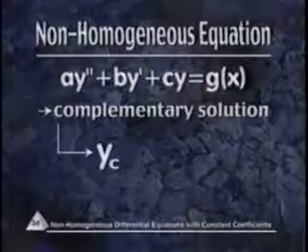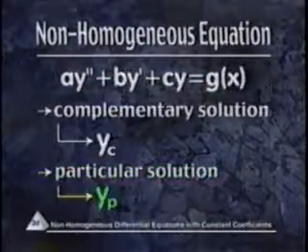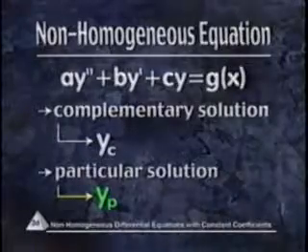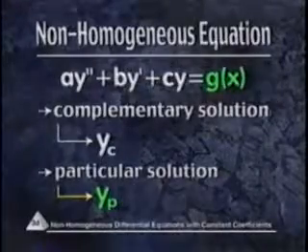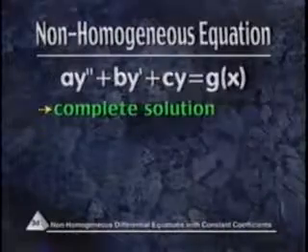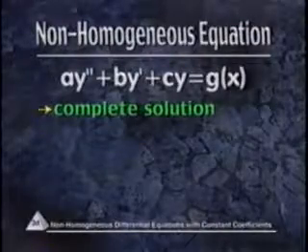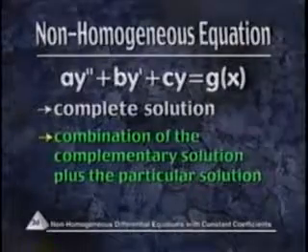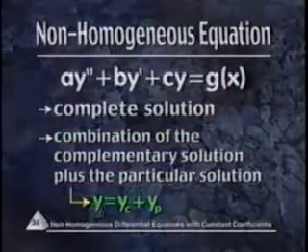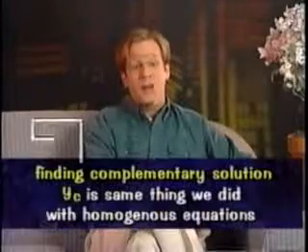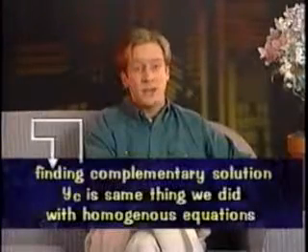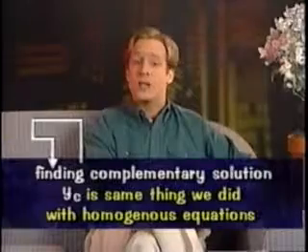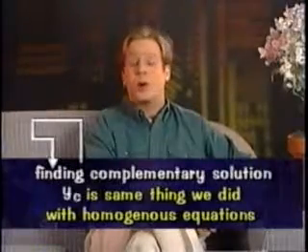The other piece is called the particular solution, y sub p, which makes up for the missing in action function g of x. Therefore, the complete solution of a non-homogeneous differential equation is the combination of the complementary solution plus the particular solution. y equals y sub c plus y sub p. This all may sound confusing right now, but in practice it's not that bad. Finding the complementary solution, y sub c, is the same thing we just did before with homogeneous equations. We've already got that part down.